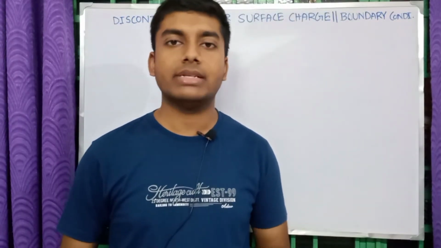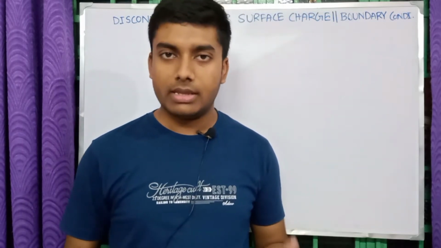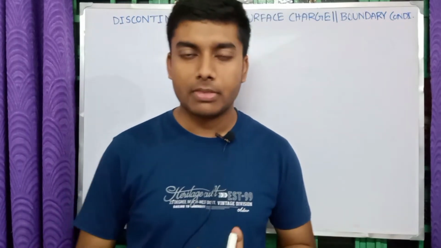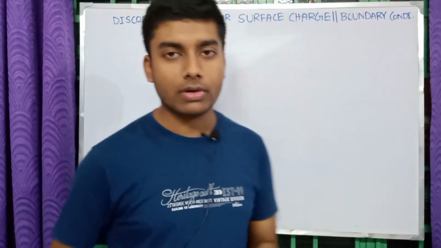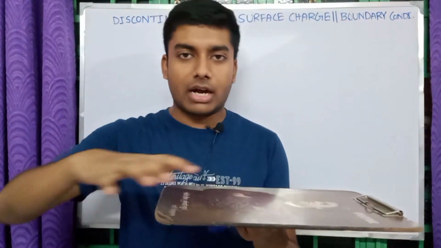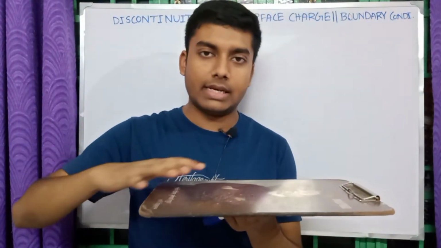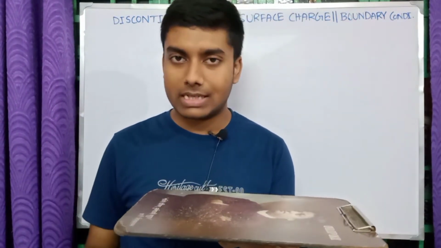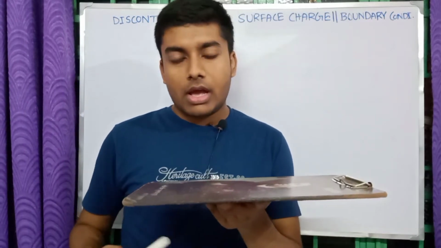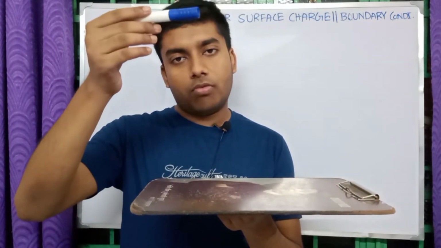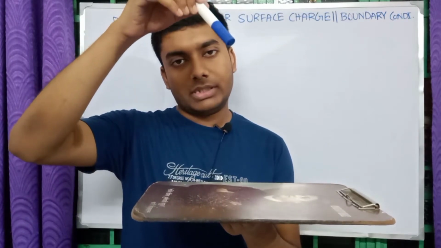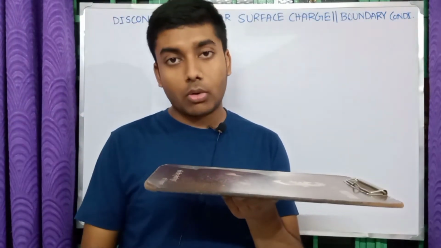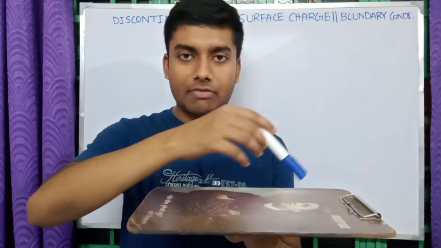Today in this video I will discuss the discontinuity of electric field near a surface charge, or it can also be called the boundary conditions of electric field. Now suppose we have a surface charge. This is our surface, and suppose this surface has a uniform surface charge density sigma. Now when we move from any point in the upper region to any point in the lower region, we have to cross this surface, right?